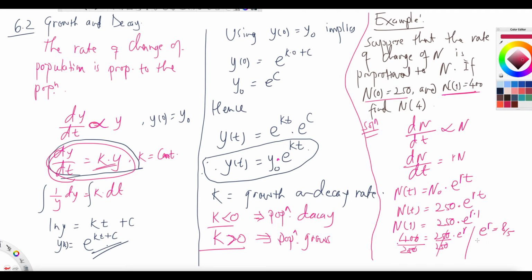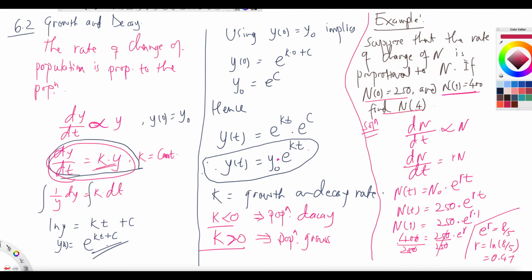Take the natural log. You get r equals natural log of 8 over 5, because when you take the natural log of e to the r, the r comes before the natural log, and what is left is natural log of e, which is 1. That's why r equals natural log of 8 over 5. So how much is that value? Natural log of 8 divided by 5 is 0.47. So the value of r is 0.47.